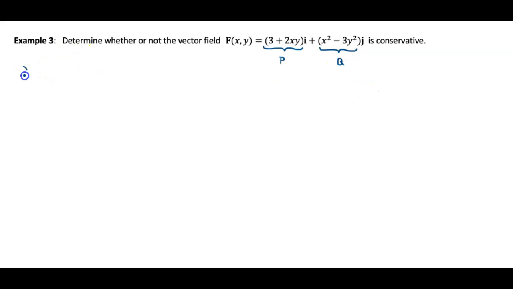So let's find the partial of P with respect to y. This is going to be just 2x. And our partial of Q with respect to x is going to be 2x minus 0, so again 2x. And because 2x is equal to 2x, which means these partial derivatives are the same, we can determine that yes, this vector field is conservative.